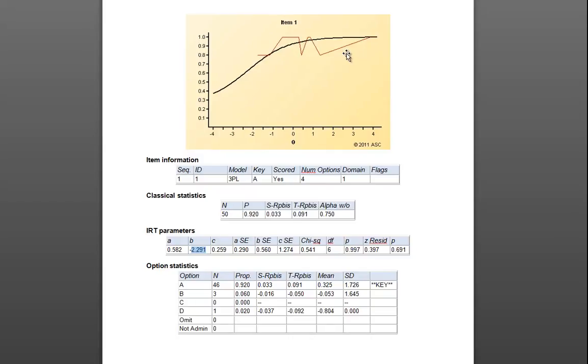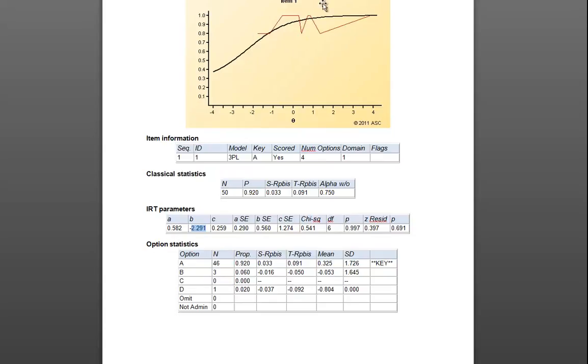The red line represents the observed proportion correct of equally divided subgroups. So that is, we divided the sample into 1, 2, 3, 4, 5, 6, 7, 8, 9 groups of examinees and calculated the proportion in each. And typically you want to see the red line closely approximate the black line. In this case we're dealing with a sample data set of only 50 people, so it's not very accurate. But if you're using a sample of, let's say, 12,000 students, the red line would be much closer to the black line.